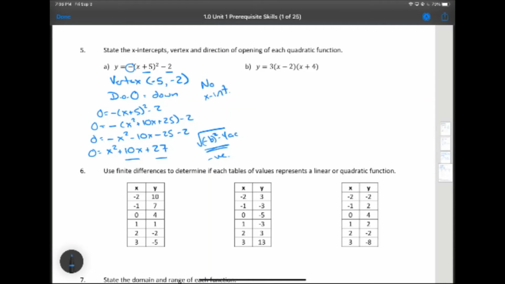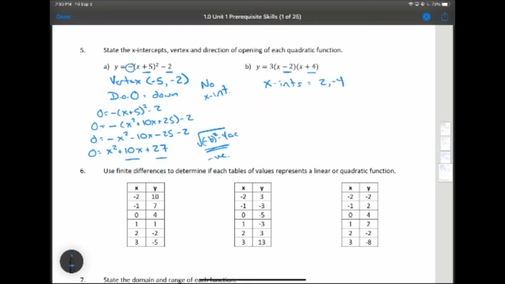Going back to part B of our problem, we need to find x-intercepts, vertex, direction of opening for that. Good news is x-intercepts are actually really easy to find when it's in factored form like that. It's just going to be the negative values of those, since this is in the form of x minus d, x minus c, etc. So x-intercepts are 2 and negative 4.